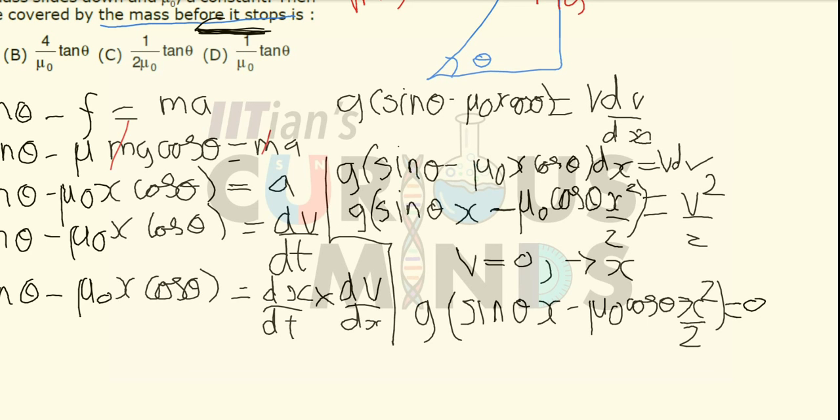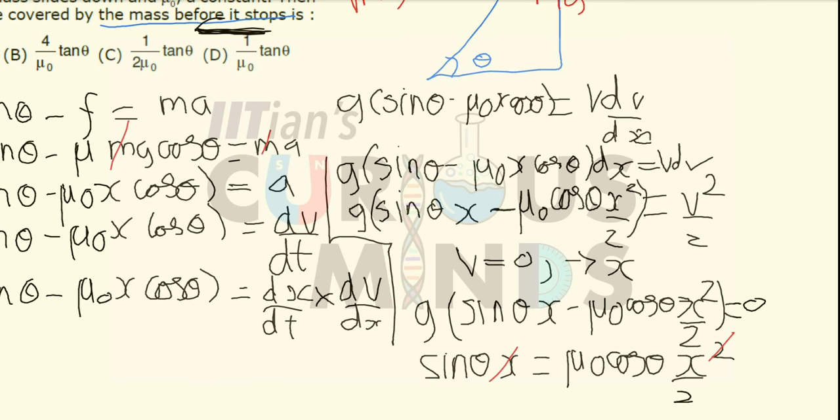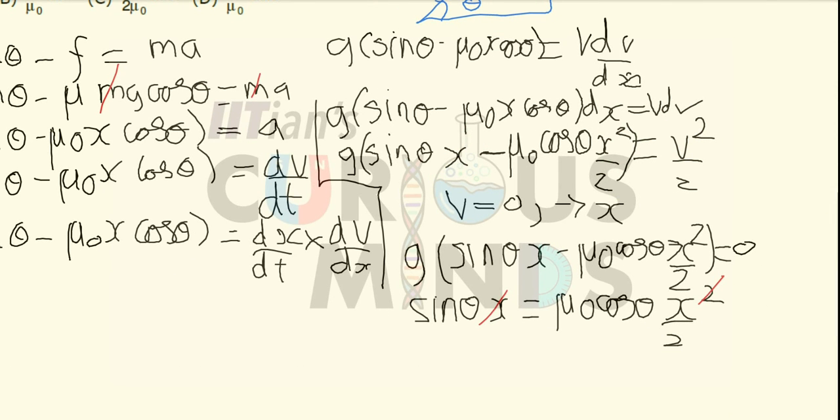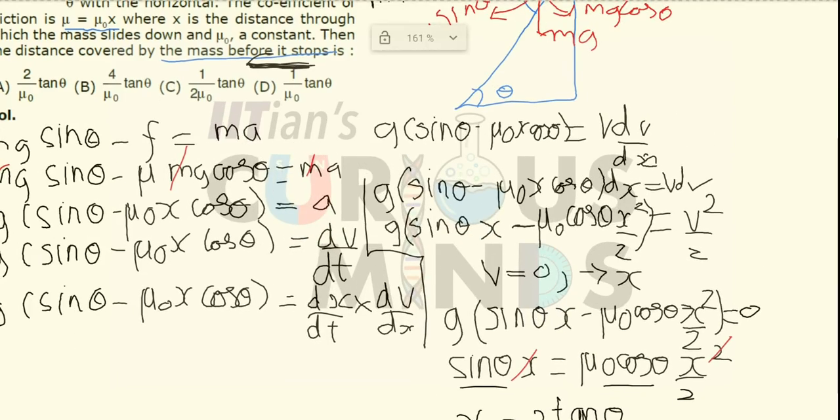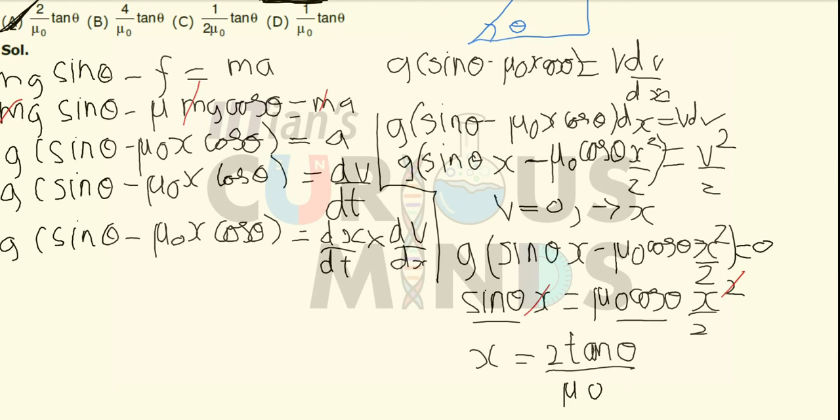So now sin theta x will be equal to mu naught cos theta x square by 2. One x and x square will get cancelled out here. So x will be equal to sin theta by cos theta, which is tan theta, with 2 multiplied on top. So x is 2 tan theta divided by mu naught. So the answer is 2 tan theta divided by mu naught, which is option A.